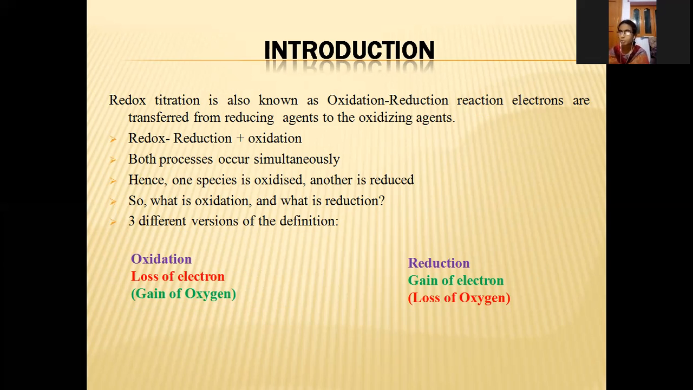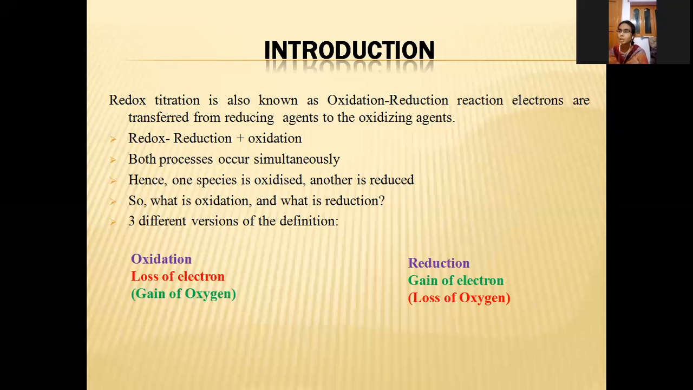The electrons are transferred from the reducing agent to the oxidizing agent. So the redox titration is the combination of both reduction and oxidation reactions. In this redox titration, both reactions occur. One is the oxidation reaction, the second is the reduction reaction. They occur simultaneously, so one species is oxidized and another one is reduced.